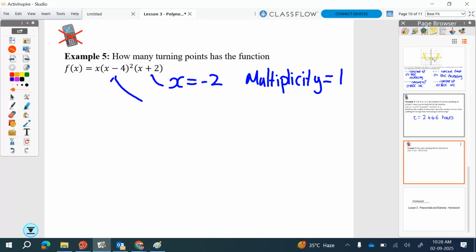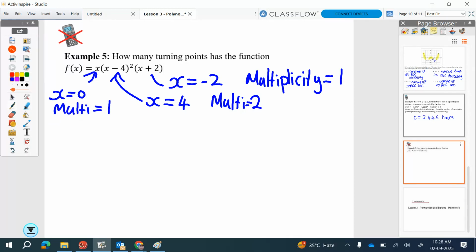We have another one here. This is x equal to what? What's the root here? 2. Oh, I mean, 4. This is x equals 4. What's the multiplicity? 2. The multiplicity is 2. And this last one? 0. This gives us x equals 0. The multiplicity here is 1.